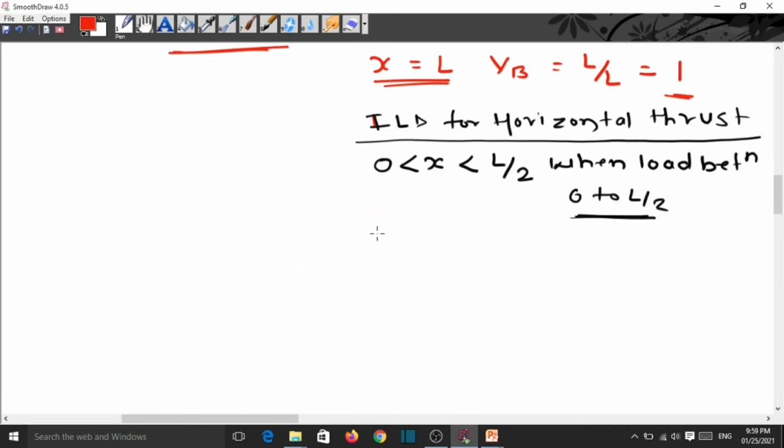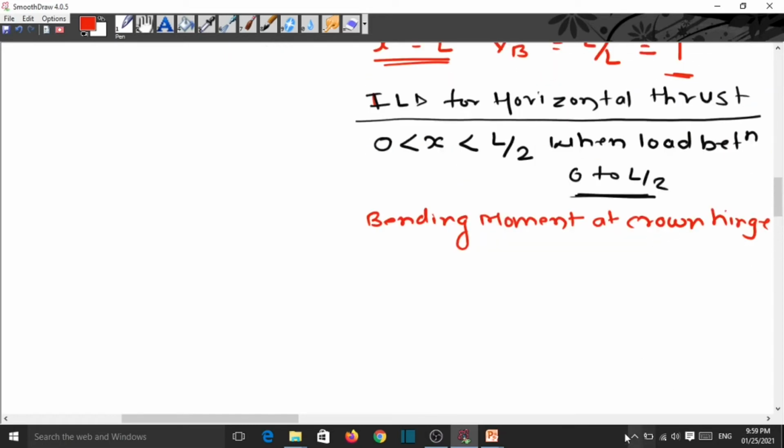Here the bending moment at the crown hinge is equal to 0, and that bending moment is from the right hand side.